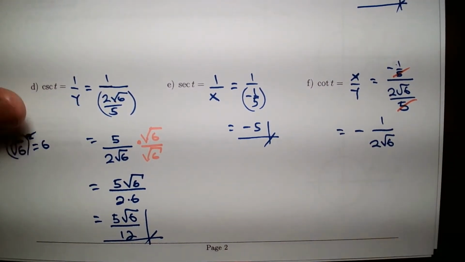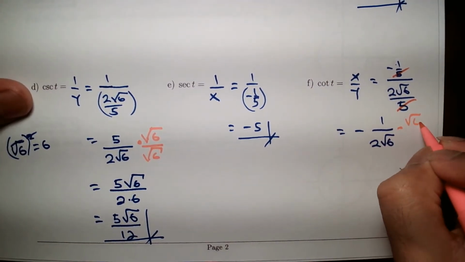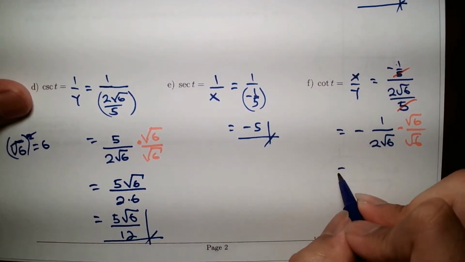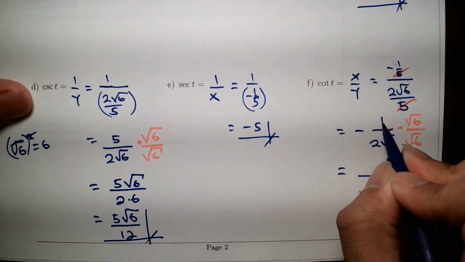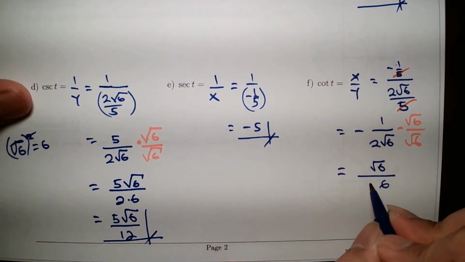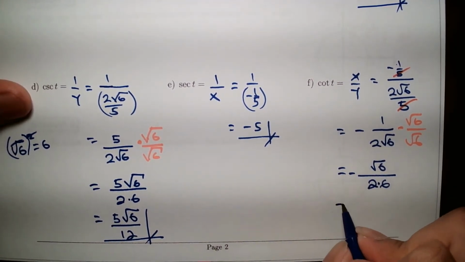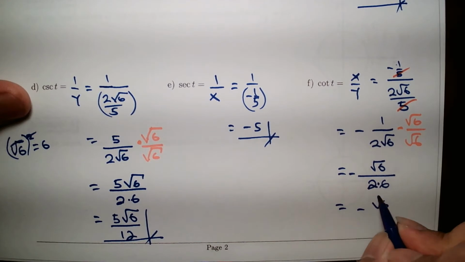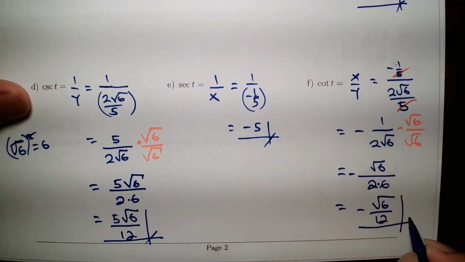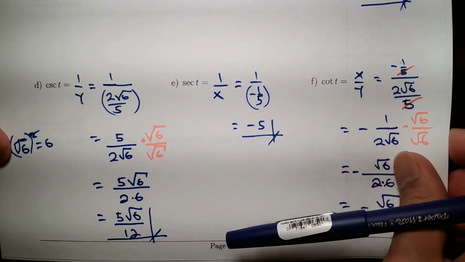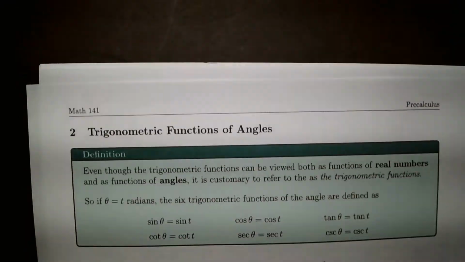So, I need to multiply this by root of 6. Root of 6 times itself is going to be 6. Negative 1 times root of 6, and 2 times 6. Don't forget the negative, which is 12. So negative root of 6 over 12. So that gives us the 6 values for the trigonometric functions in this case. All right, so let's go over another example here. Let's turn the page.